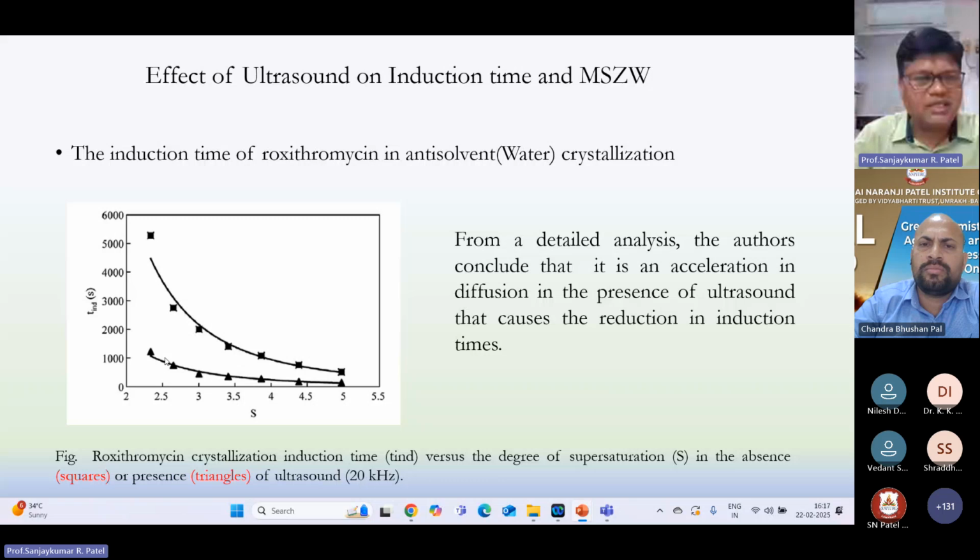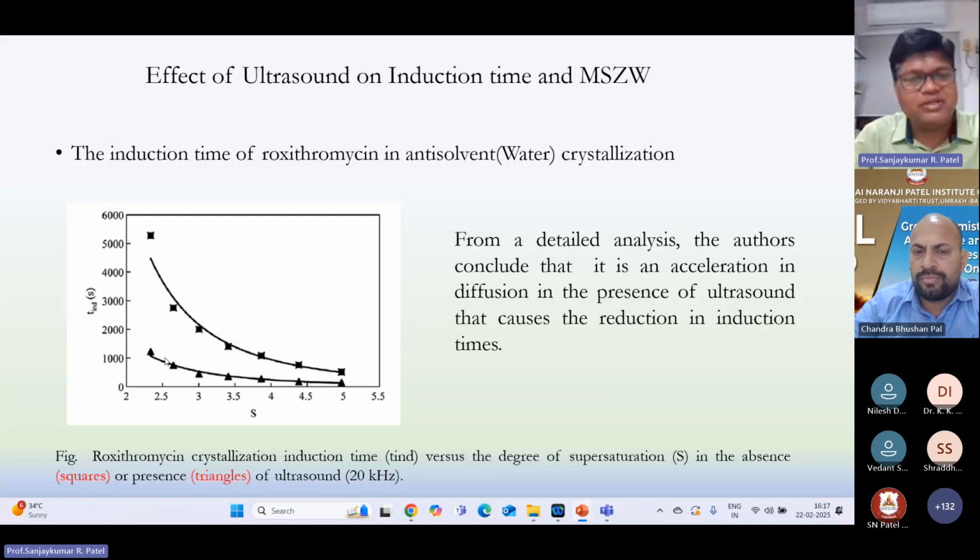So we can see at the different supersaturations there is a drastic reduction in the induction time. Particularly, you can target this zone at the low supersaturation level. At low supersaturation levels also, we can see the drastic reduction in the induction time. So this is something which cannot be obtained by conventional cooling crystallization. The conventional cooling crystallization can happen.